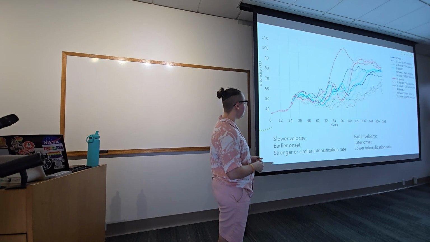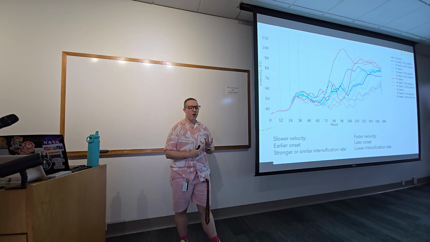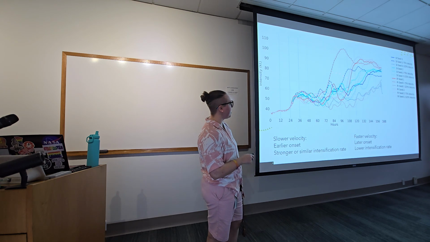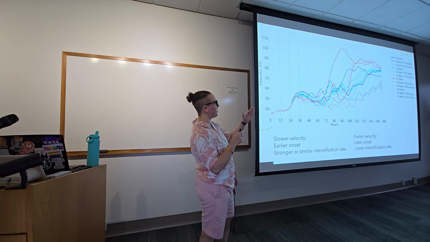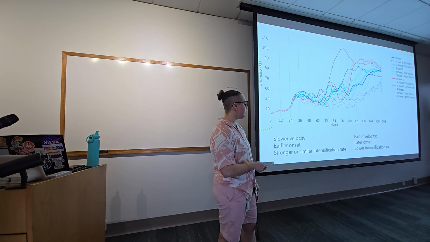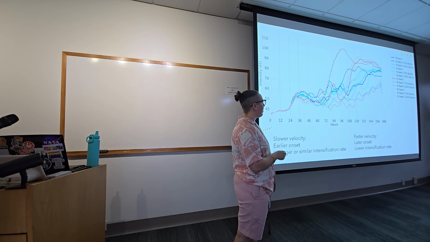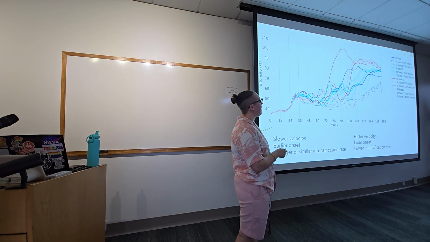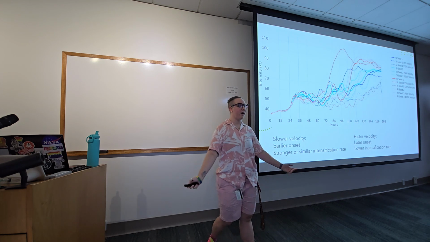What we can see is that when we have a slower velocity, we actually have an earlier onset and either a stronger or similar intensification rate for the most part. So a lot of these dashed lines are occurring earlier than the solid line, and also could be much stronger in their intensification. However, when we had a faster velocity, we noticed that there was a later onset and actually a much lower intensification rate. You can see all these dotted lines are much lower in their intensity in general, but also their intensification rate is much lower compared to their solid and their dashed counterparts. And actually, none of the RI cases underwent RI.